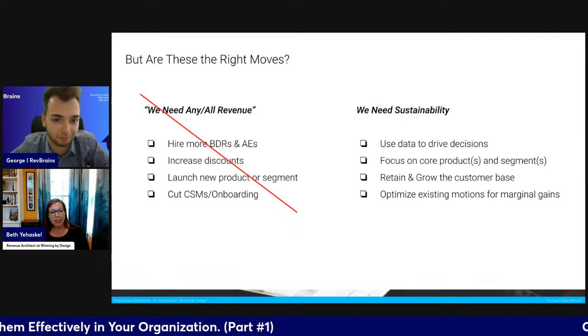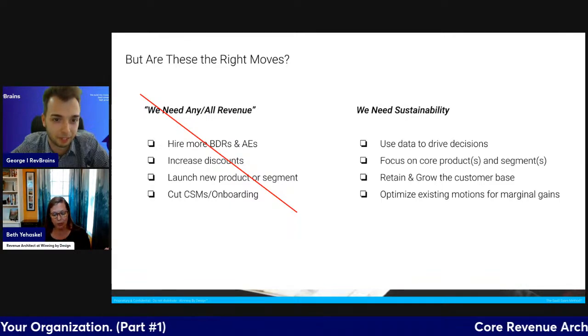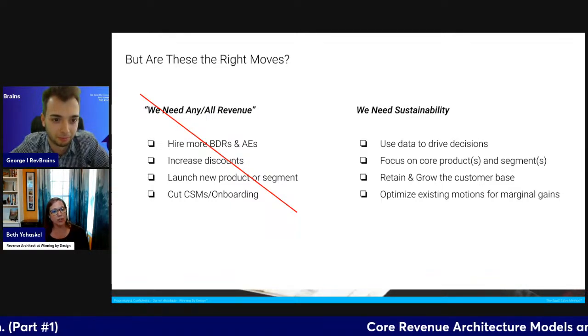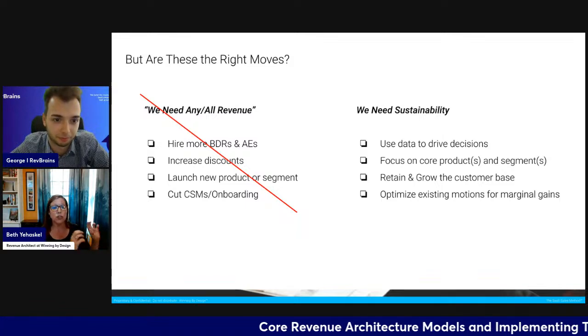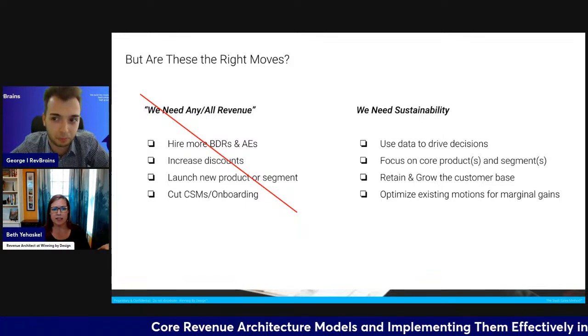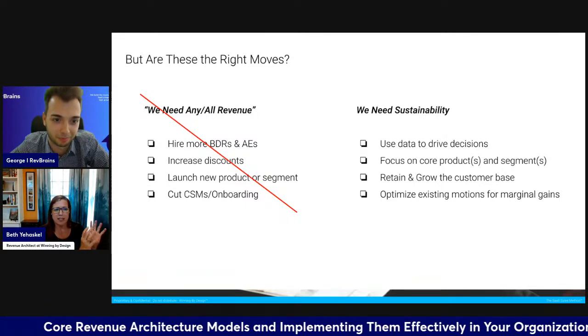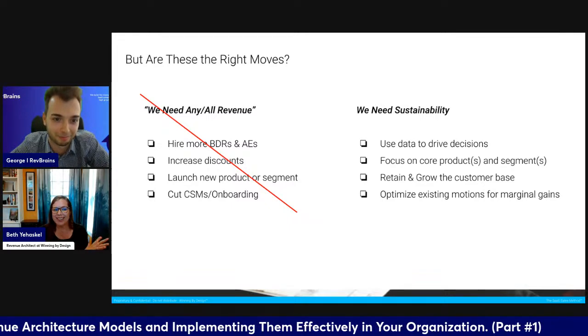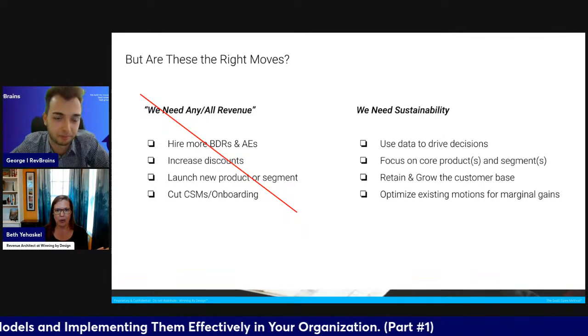And one of the go-to moves when growth rates and pipeline and all that start to slow down is, we've got to pour money into BDRs and AEs and discount more. And these are just common things. Let's cut CSMs. But that's not necessarily the right move right now.